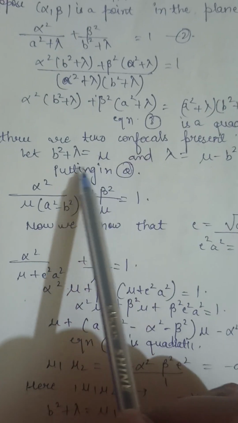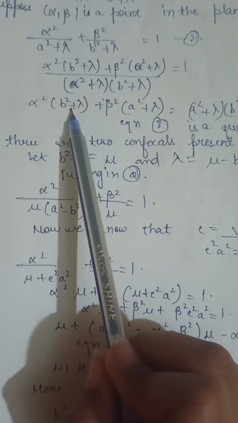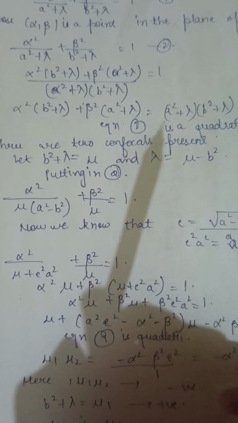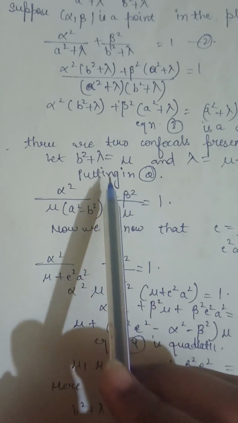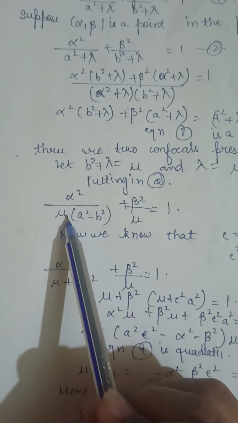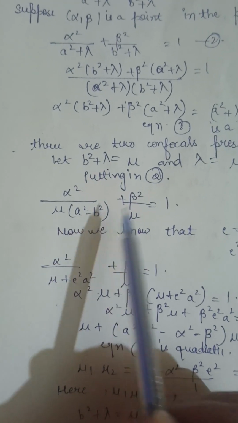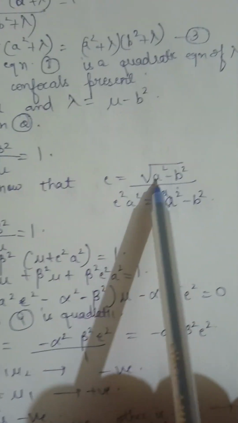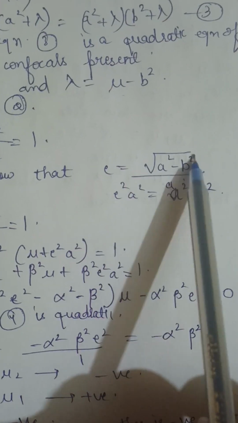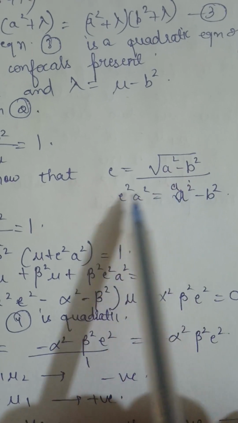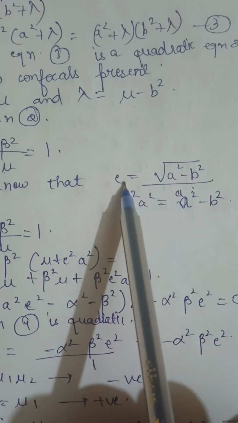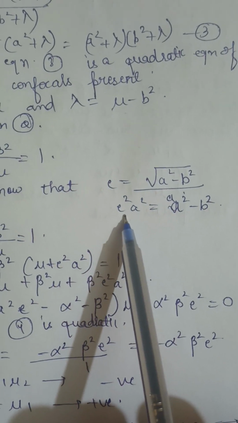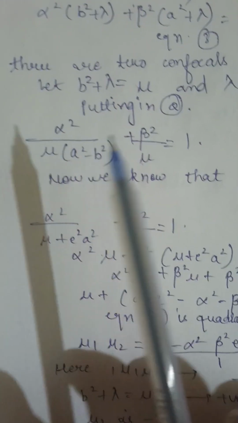two confocals present. We would suppose beta square plus lambda is equals to mu and lambda is equals to mu minus b square. Putting in equation number 2, it would become alpha square upon mu a square minus b square plus beta square upon mu is equals to 1. Now we know that E, the eccentricity, is given by under root a square minus b square upon a. So when a would move to this side and we would square it on both the sides, we would get e square upon a square is equals to a square minus b square.